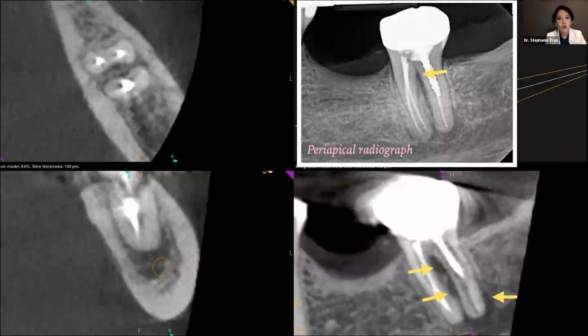So what we discussed was, because I couldn't visually confirm a fracture, I would do the root canal retreatment and evaluate for healing. And we're going to see if we could maintain this tooth.